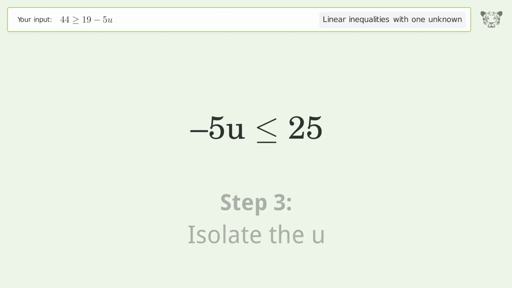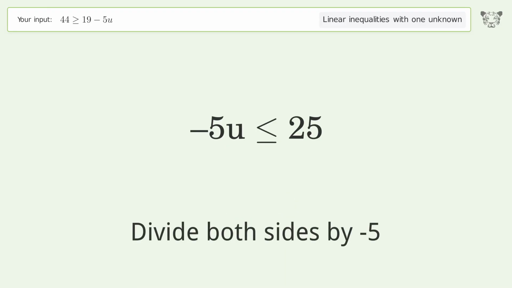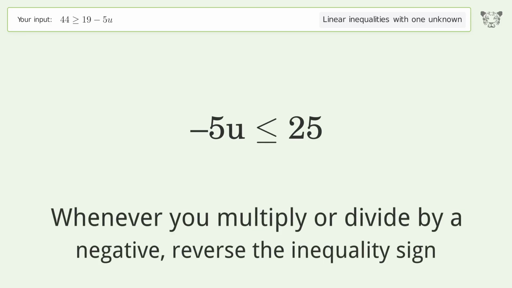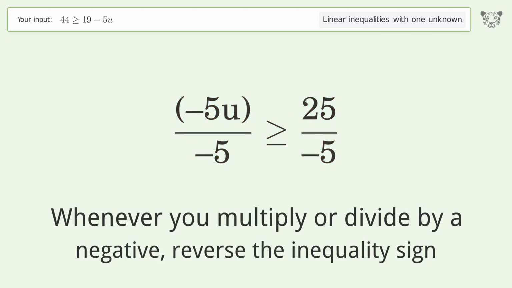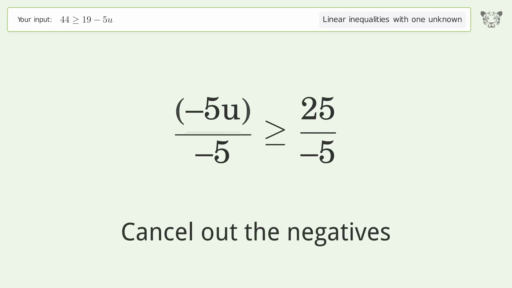Isolate the u. Divide both sides by -5. Whenever you multiply or divide by a negative, reverse the inequality sign. Cancel out the negatives.